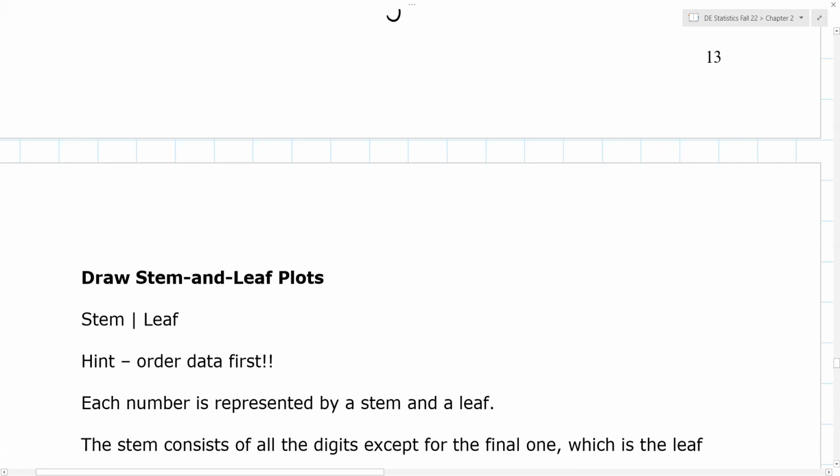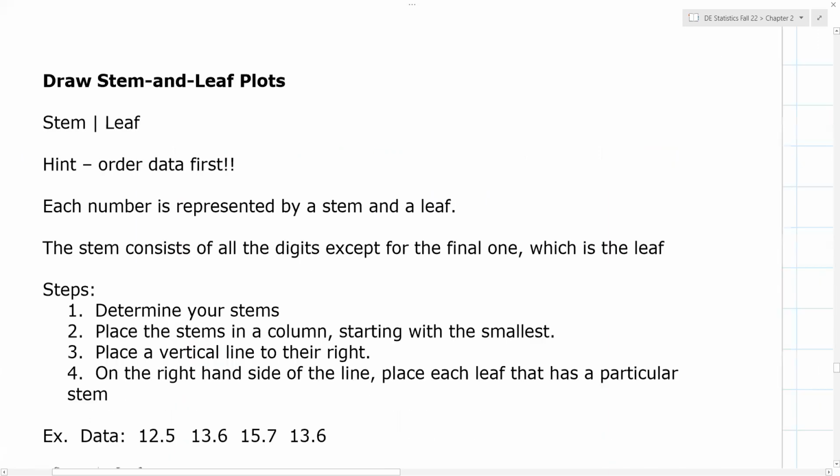So stem and leaf plot. Again, you've probably seen these before. The first thing you have to do before you make a stem and leaf plot is you have to organize your data. You have to sort it from highest to lowest or lowest to highest. Doesn't really matter the order. You just need to sort that data first.